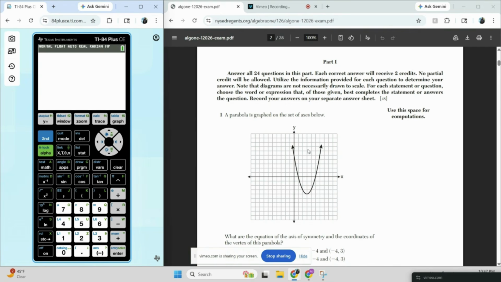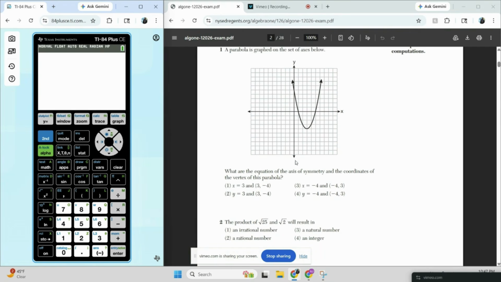So my first question is, a parabola is graphed. Which is the equation of the axis of symmetry? Now, I'm a student and I know axis of symmetry cuts right through the middle, but I also struggle with, is that x equals or is that y equals? If I go into my y equals, I do not have an x option. So I'm going to show you a hack.